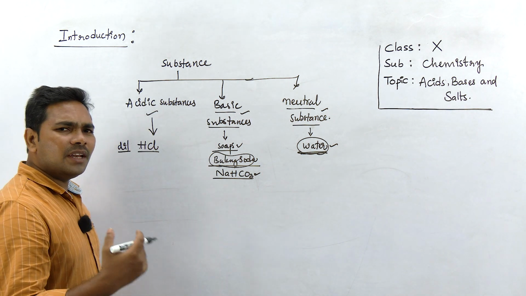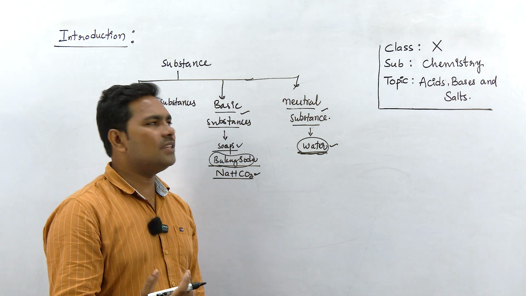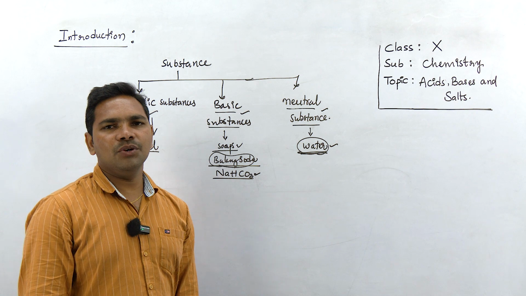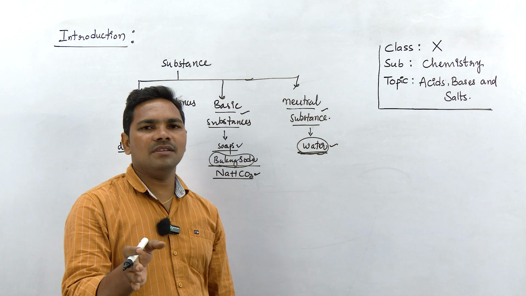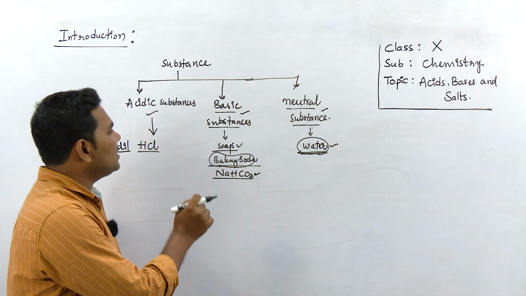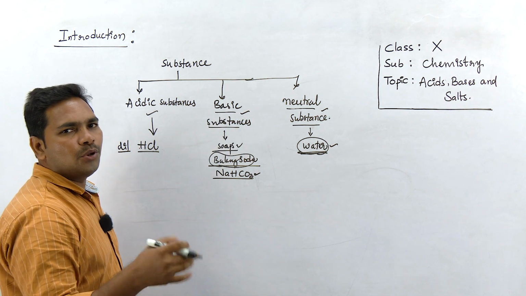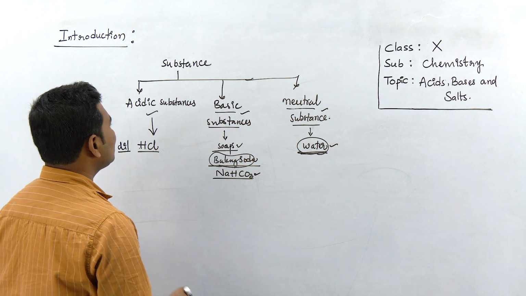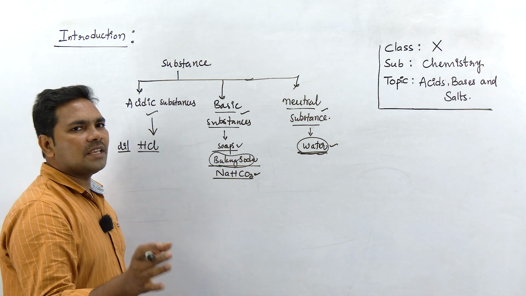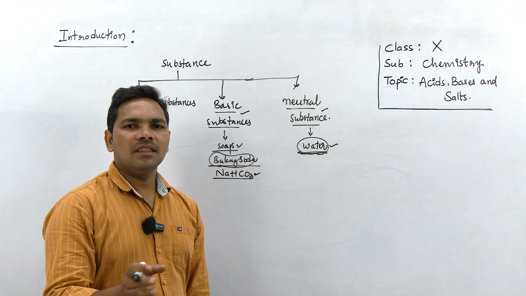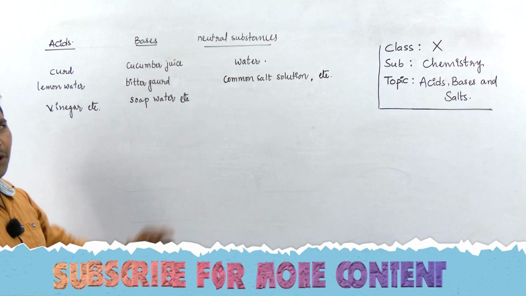So in our everyday life, we use different substances which are acidic in nature, basic in nature, and also neutral. Why are some substances called acids? Why are some substances bases? Why are some substances neutral? What are salts and how are salts produced from acids and bases? We will discuss that now. But before that, let us get some examples of acids, bases and neutral substances that we generally use.